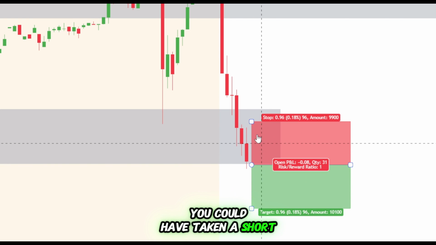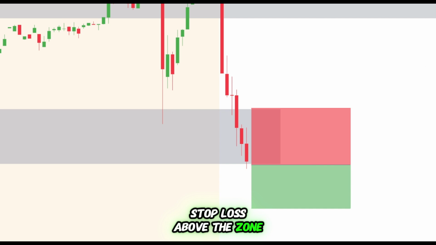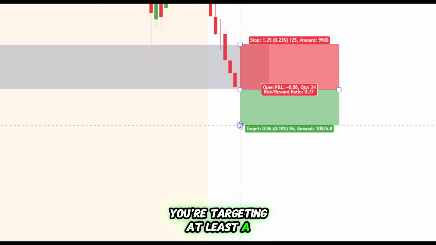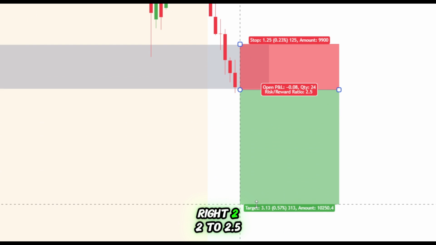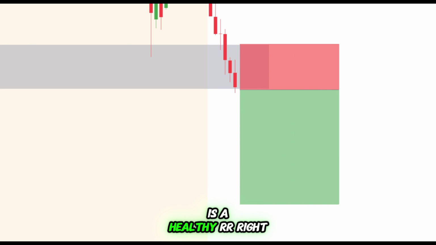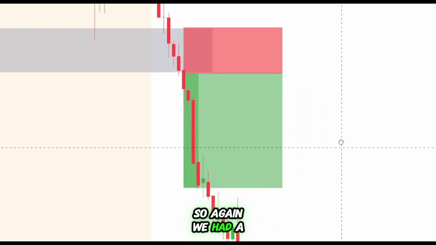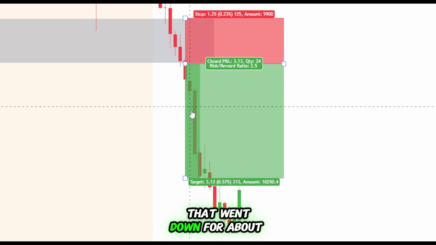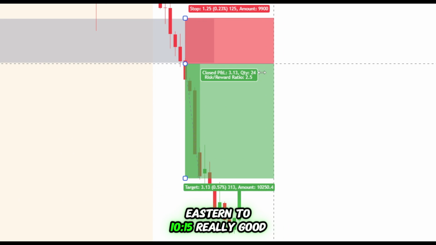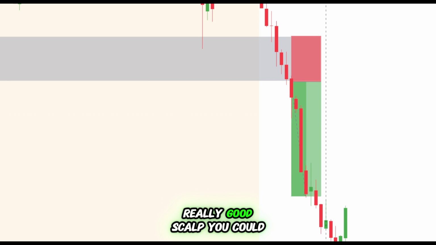So you could have taken a short from here, stop loss above the zone, and you're targeting at least a 2-to-1 risk to reward minimum. 2 to 2.5 is a healthy RR. It was a pretty quick trade that went down from about 10 a.m. Eastern to 10:15. Really good trade opportunity, really good scalp you could have taken.